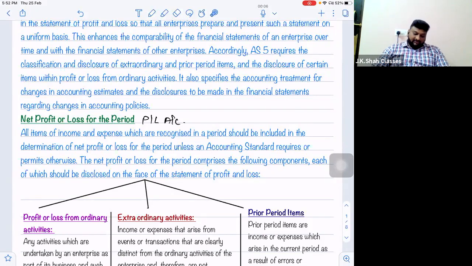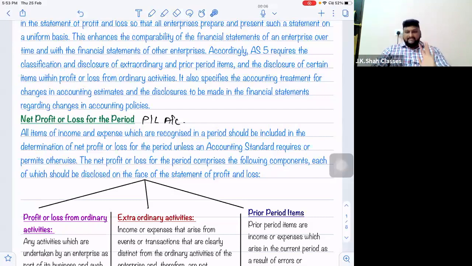Now let us start with the net profit or loss for the period. That is nothing but your P&L account. What it says: all items of incomes and expenses which are recognized in a period should be included in the determination of net profit or loss for the period unless an accounting standard requires or permits otherwise. Technically, whatever incomes or expenses you have incurred for a particular period should be considered while calculating the net profit or loss for that period. But sometimes certain accounting standards may require that these items should not come in the P&L account right now. It has to be deferred.